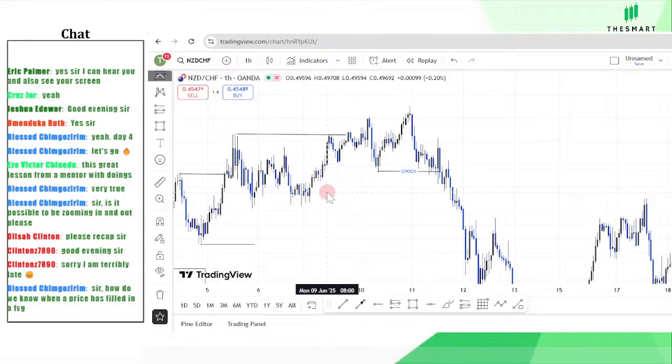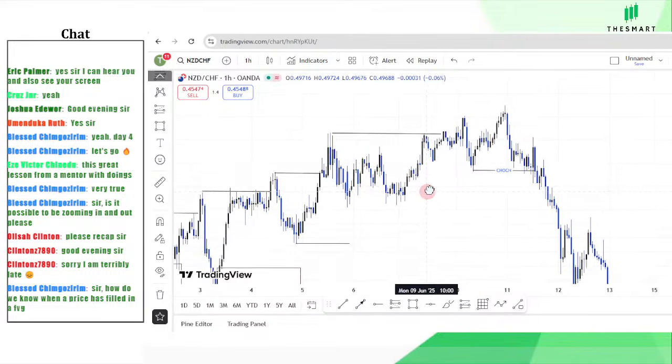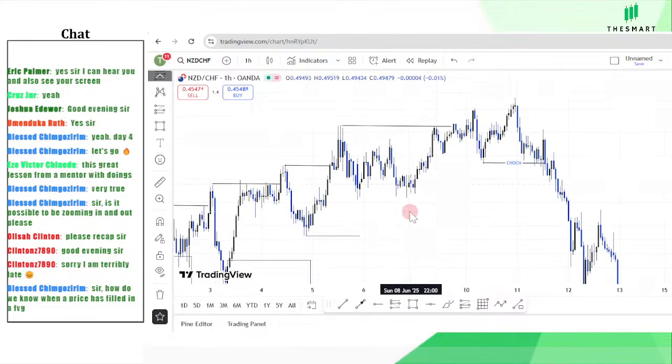how do you get to know when price has filled a fair value gap? Now look at this. This is the fair value gap here. Where I'm drawing this arrow from, there was a fair value gap. Now if you look, this candle has already taken out the liquidity there, so it's already filled. So you can't say there was a fair value gap there, then you now come and mark an order block here. No, it doesn't work that way. The price has already filled that.